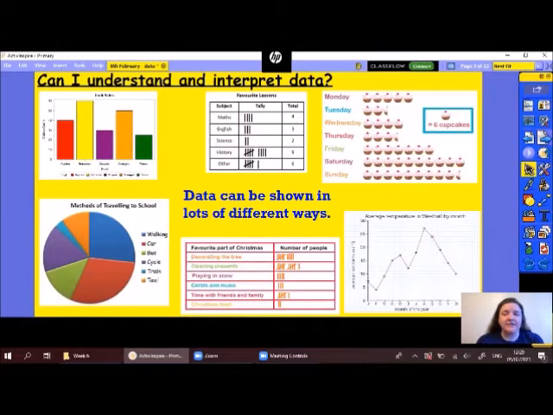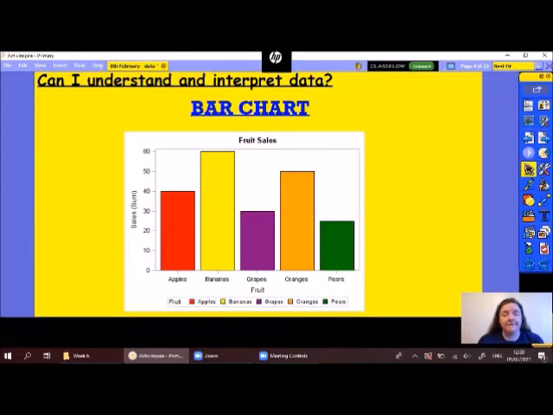Information or data can be shown in lots of different ways. And you will have seen several of these before. These are all different charts and graphs that you can use to present information in an easy to understand way. Let's have a look at each one in turn. First, we have the bar chart, named because it's just made up of a lot of bars.